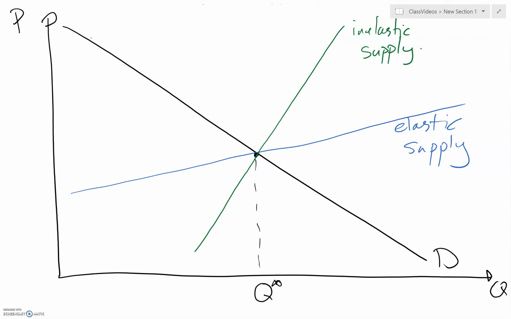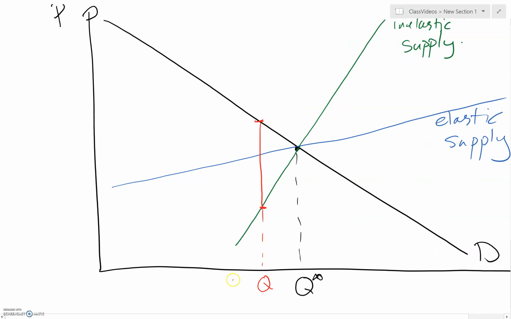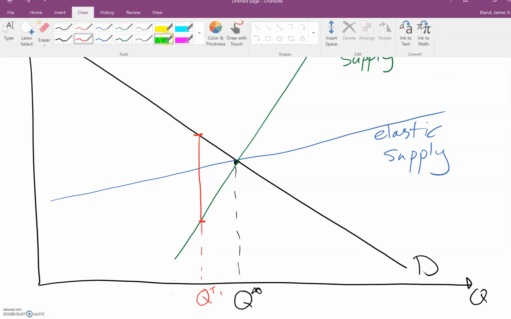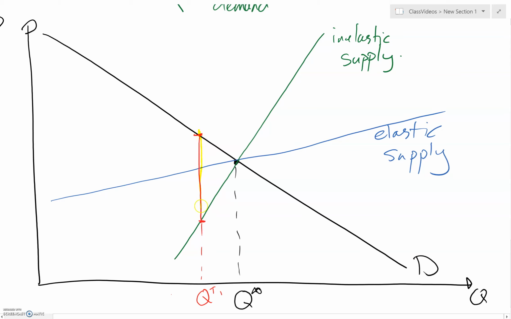So let's look at the inelastic supply first. And that gets us a tax that's going to impose this quantity here. Whoops. And with that tax, we get a deadweight loss equal to this triangle here.